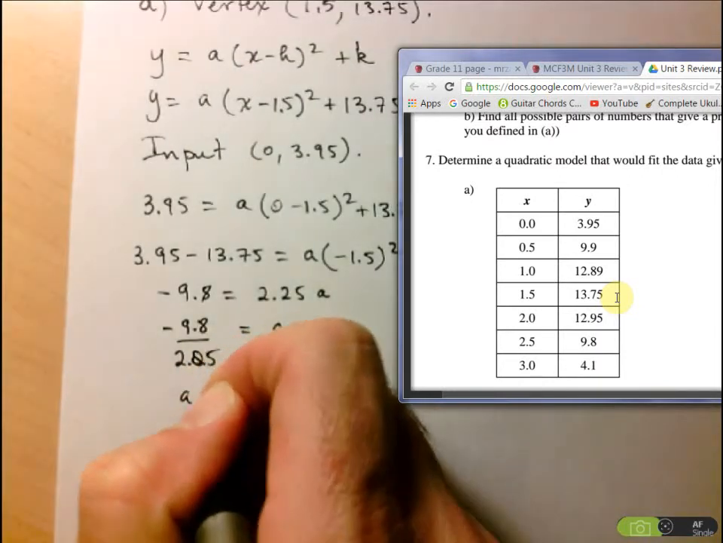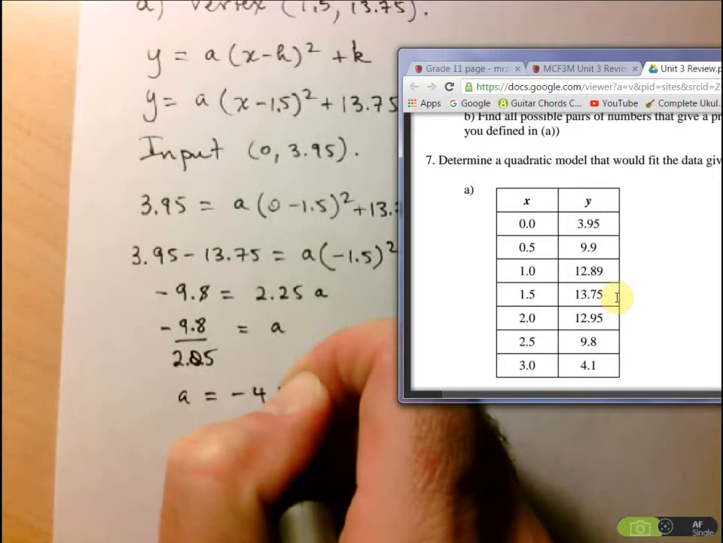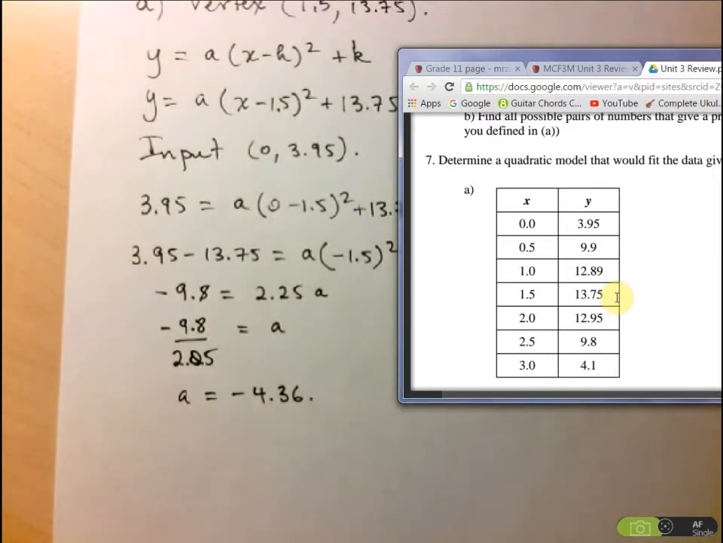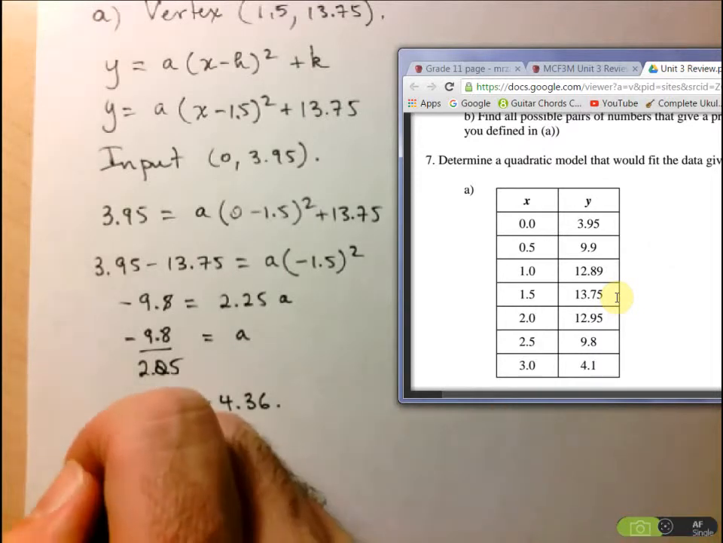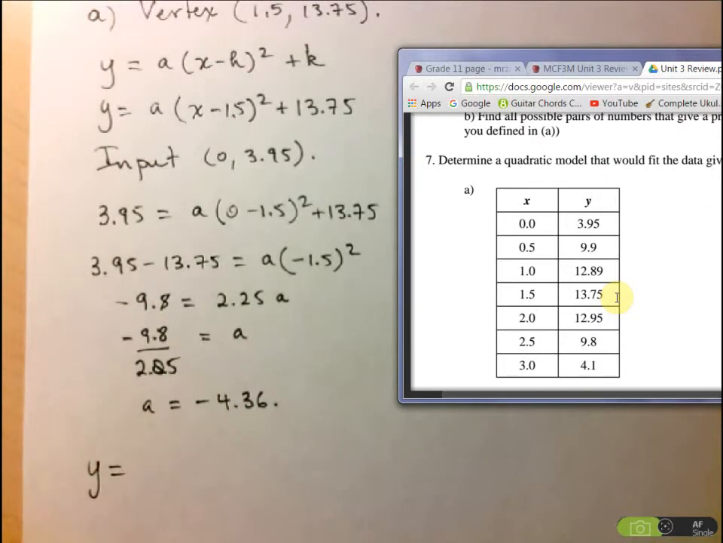So a here is equal to negative 4.36. Okay, not surprisingly, the a value is negative, since we did say that the parabola seems to be opening downwards. So now I can give my final answer, which is the quadratic model.